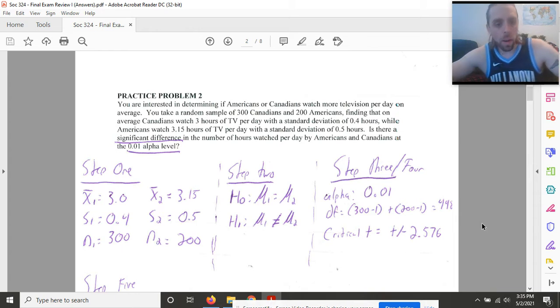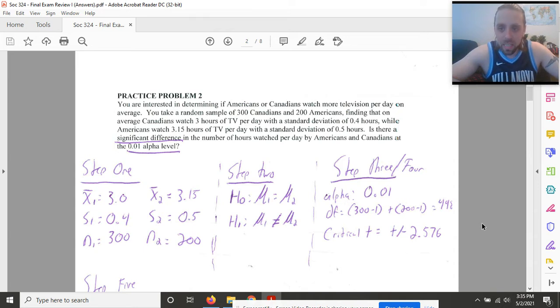So step one, what do I know? I'm going to make the Canadians x1. So x bar 1 is 3, s1 is 0.4, n1 is 300. X bar 2 is 3.15, s2 is 0.5, and n2 is 200.